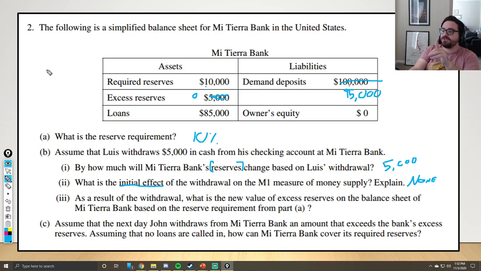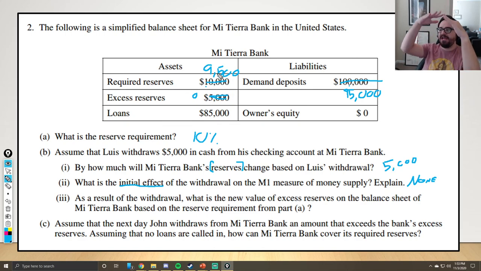And then I go back to my first two rules. Remember, my two rules were that both sides have to add up to the same total. So $95,000, we're good there. This owner's equity, by the way, is just there to tell you that there wasn't any owner's equity, so you don't have to worry about it. The second rule is that my reserve requirement has to stay true. It is still 10%, and $10,000 is not 10% of $95,000. 10% of $95,000 is $9,500. But where did that $500 go? Because it's dropped from $10,000 to $9,500.